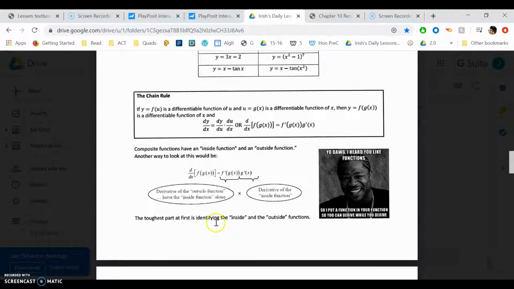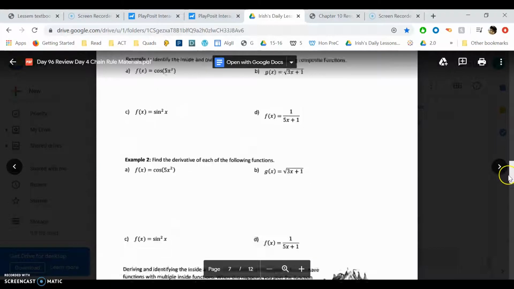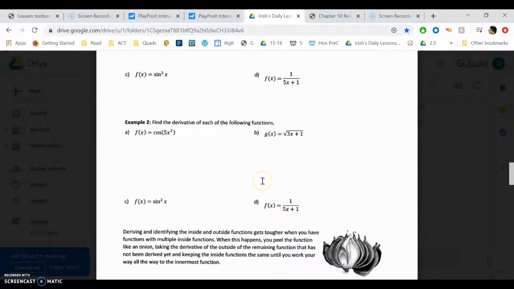The toughest part at first is identifying the inside and the outside function. So let's go do that. So I have a couple examples right here. So let's keep cruising. See A, B, C, and D. I want you to copy these down, pause the video. And also see if you can find the derivative of these. If you think you're a chain rule master, go ahead and do it.